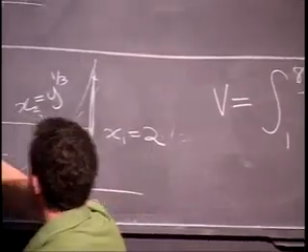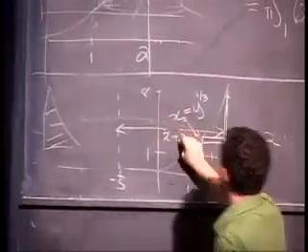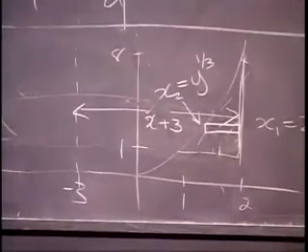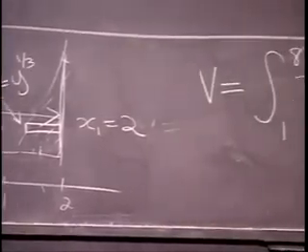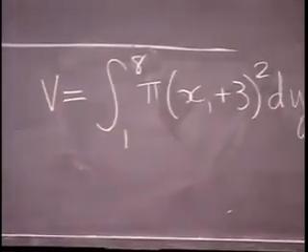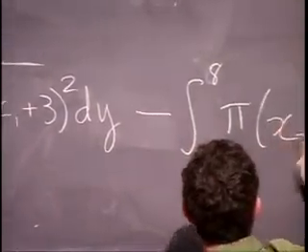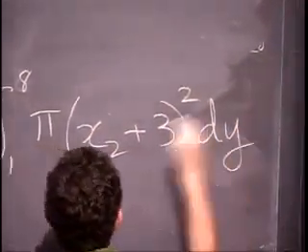The distance to this axis here is x plus 3. Right? The axis is x equals minus 3. So it's got to be x1 plus 3 all squared dy. And then we have to subtract the second curve. x2 plus 3 all squared dy.